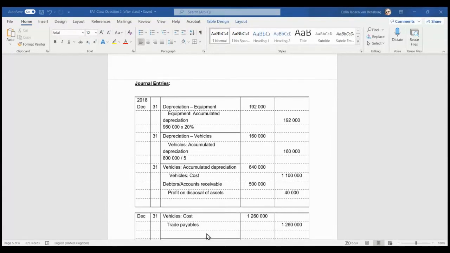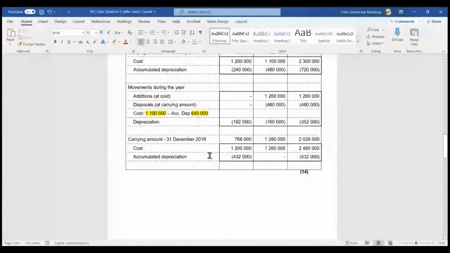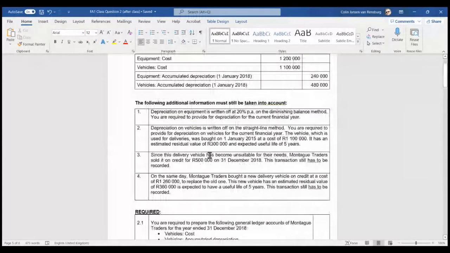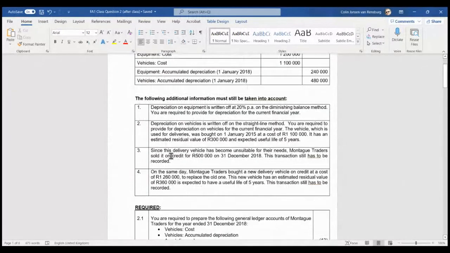Okay, let us then proceed to the next one, ladies and gents. So let us go back to our question. So I'll have to scroll all the way up. So now with paragraph number 3, they say, since this delivery vehicle, so we saw that we only have the one, since this delivery vehicle has become unsuitable for their needs, so they cannot use it for what it was intended for anymore, Montague traders sold it on credit for 500,000 rands on the 31st of December 2018, and this transaction still has to be recorded.